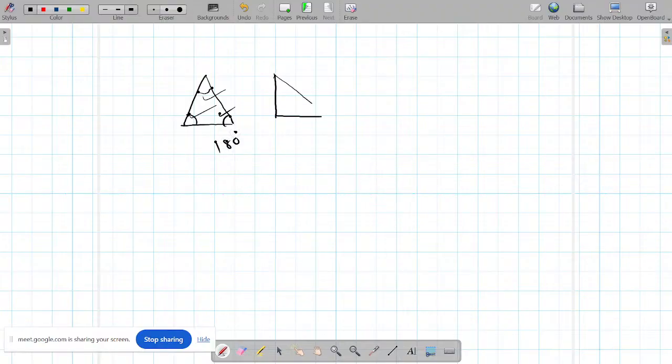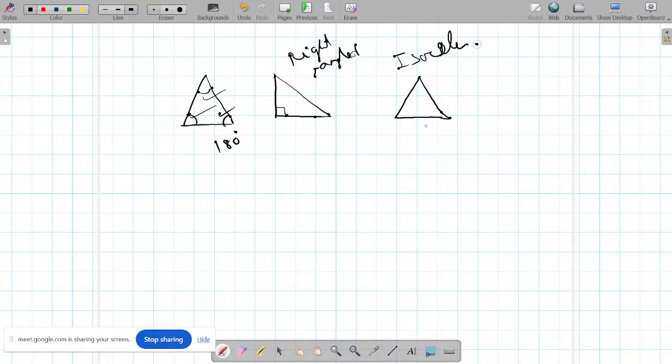When we talk about the right angle triangle, this will have 90 degrees. I should not make this type of marking for 90 degrees; we go for a small square box. It's 90 degrees, so this is a right angle triangle. If we talk about an isosceles triangle, any two sides will be equal. We have to be very clear with the definition: any two sides will be equal.